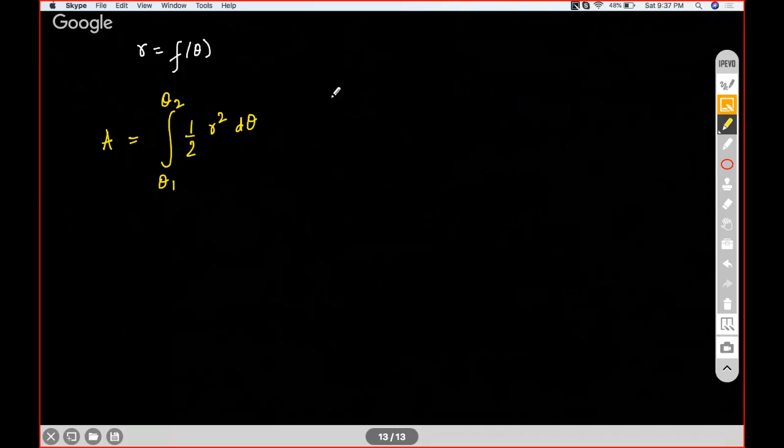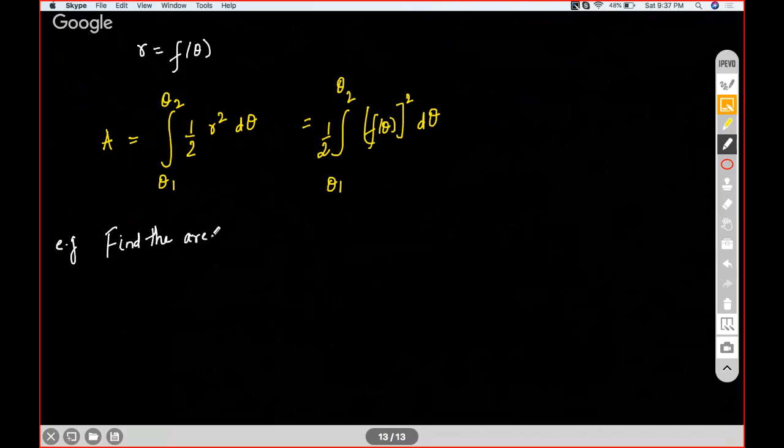This is the area, where r you have to replace with your f of theta. So it will become half f of theta whole square d theta. Let me show you an example. Find the area enclosed by the cardioid. Aditya, you're there? Yes.